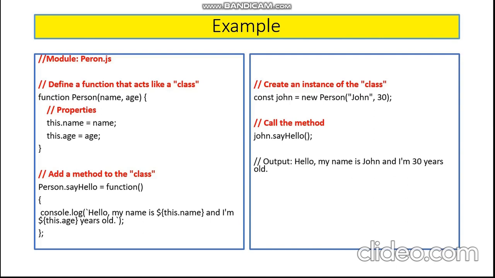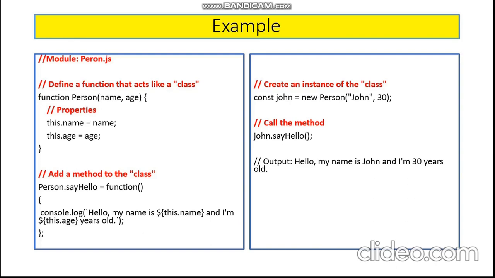Now this method will print the respective value as per the parameterized value. So here in this example, we observe that we create a function as a person, but this function will act like a class. That is the reason we use a function as a class also in JavaScript.